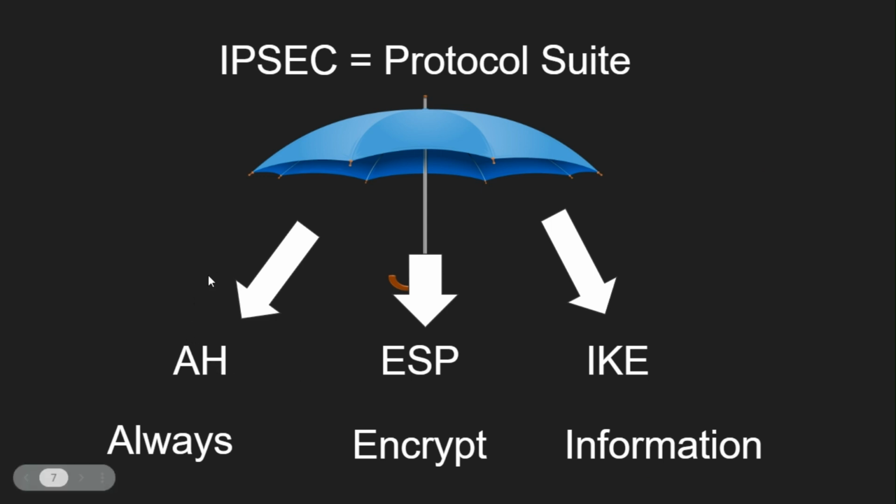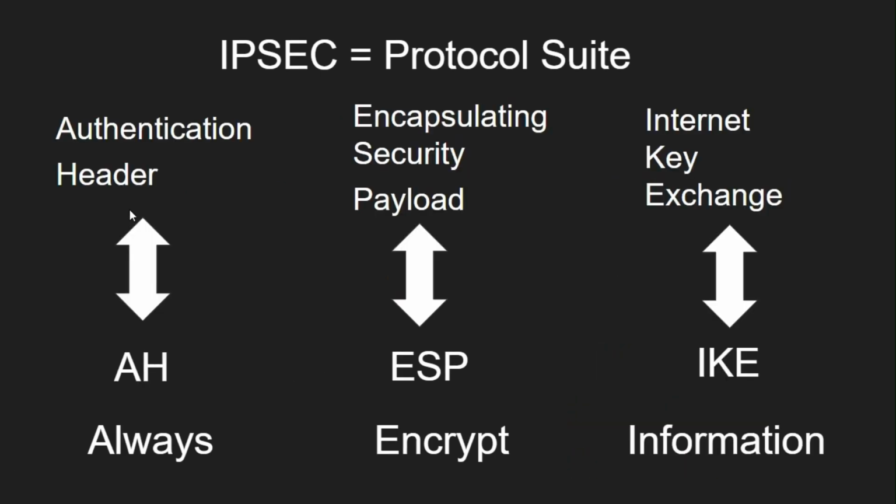Today, what we're going to focus on is IPsec, and the way we're going to present it is with the authentication header, ESP, encapsulating security payload, and IKE, internet key exchange. And what are we doing? Always encrypting information. Always encrypt information is going to help you remember what protocols IPsec is composed of. So this here is another slide: A stands for authentication header, ESP stands for encapsulating security payload, IKE stands for internet key exchange. Always encrypt information.